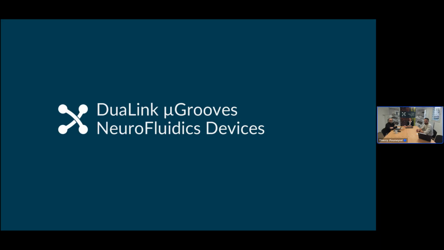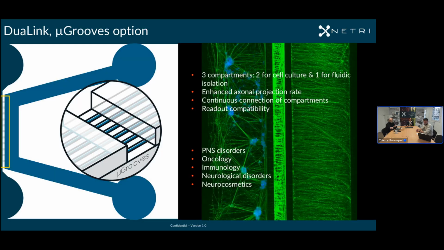How does this technology work, and how can you separate cells into compartments while keeping the connections? This is to explain the technology to you. We have channels that are linked with microchannels, and in the example today, those are µGrooves.